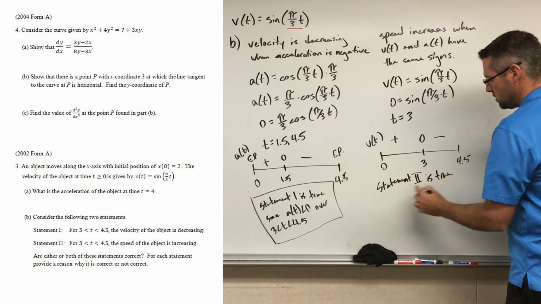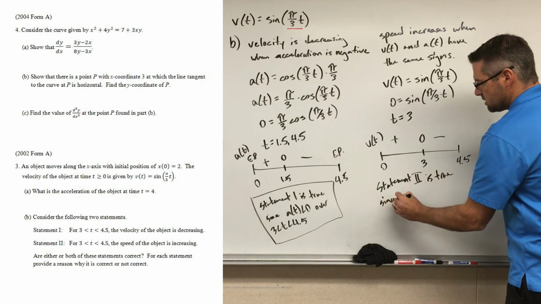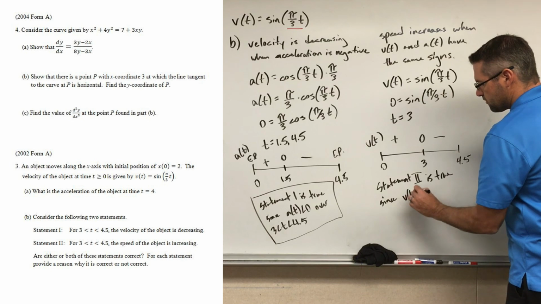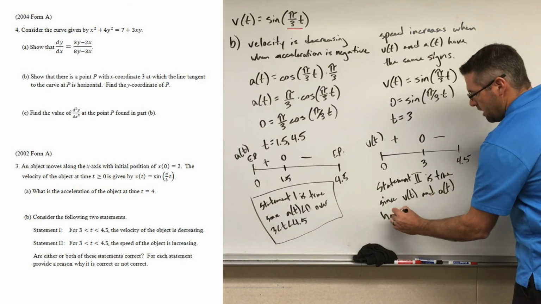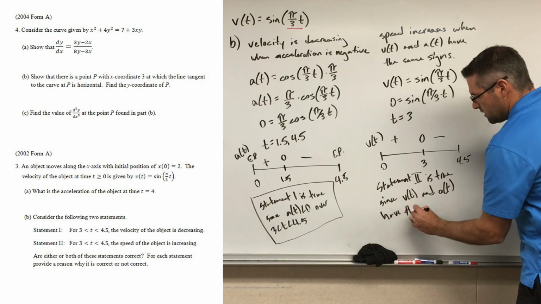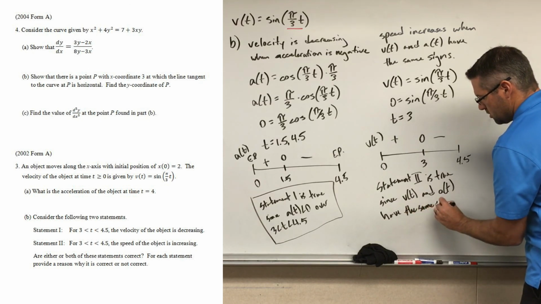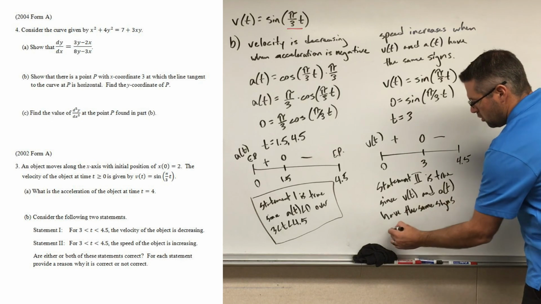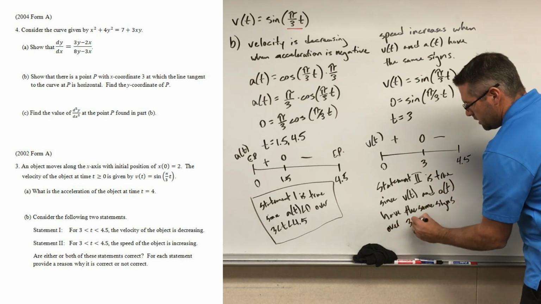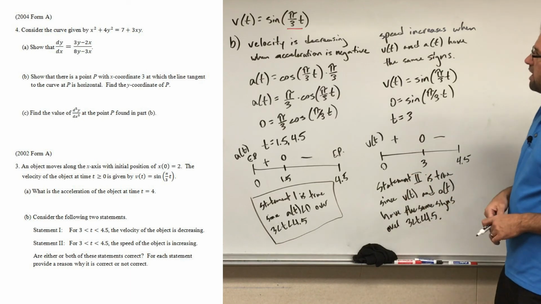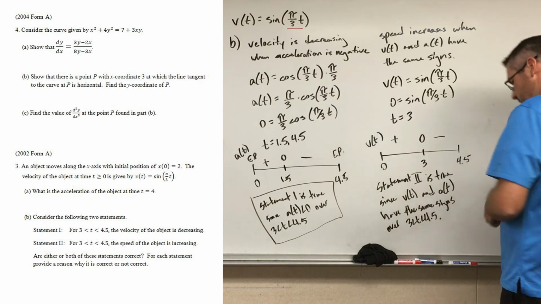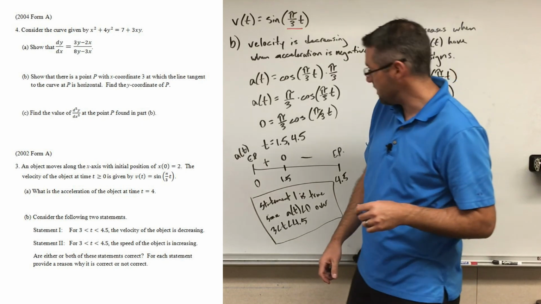And again, the justification is true since v of t and a of t have the same signs over 3 less than t less than 4.5. All right, so that wraps up part B, and that's as far as we can go with that particular free response question.